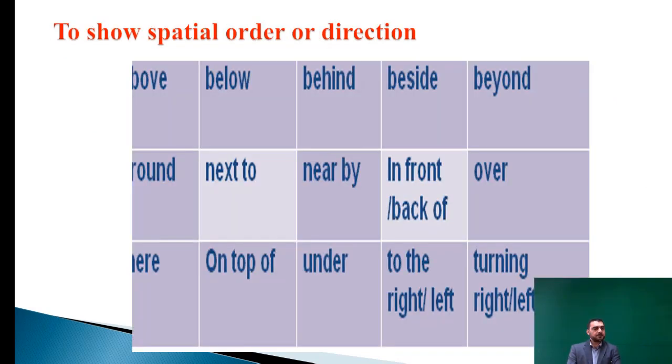Above, round, here, below, next to, on top of, behind, nearby, under, beside, in front, back, off, to the right, to the left, beyond, over, turning right, turning left, turning south, turning north, and so on. These transitional words and expressions should be used in order to show spatial order or direction to the audience.